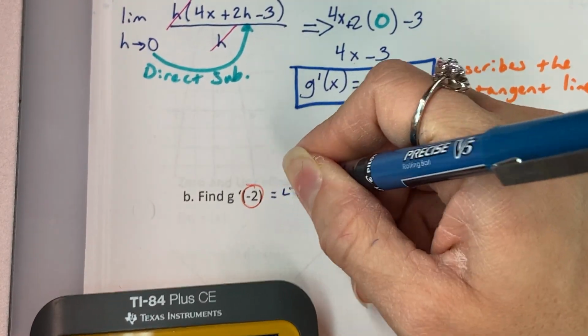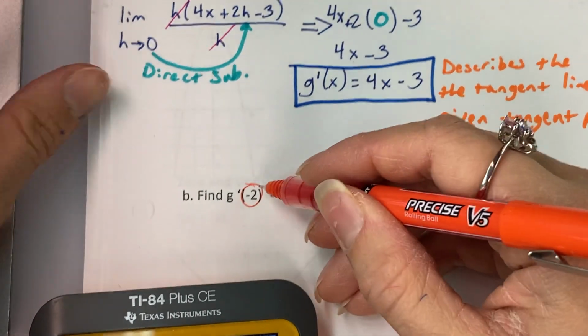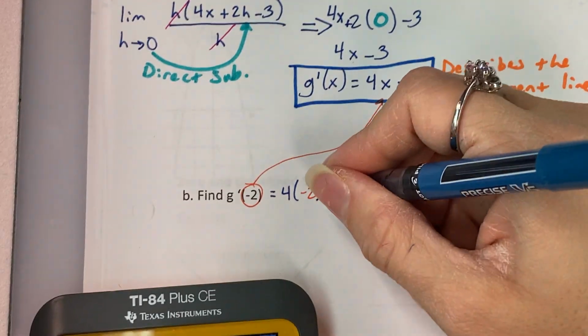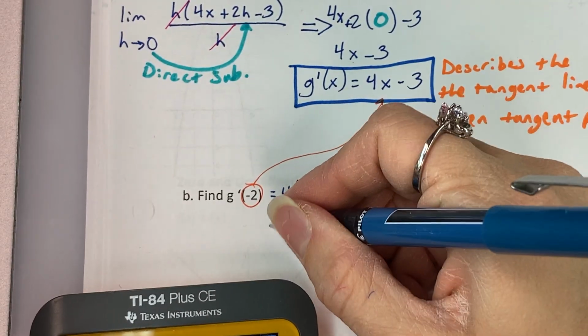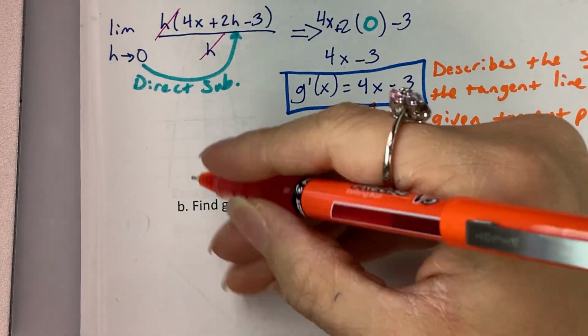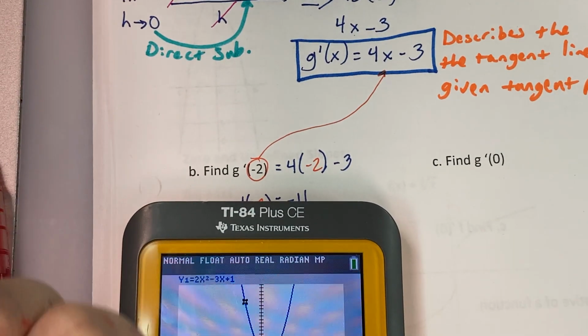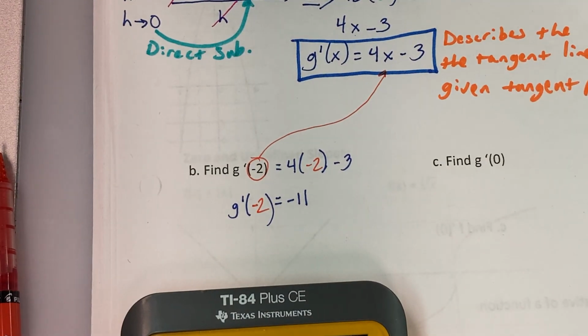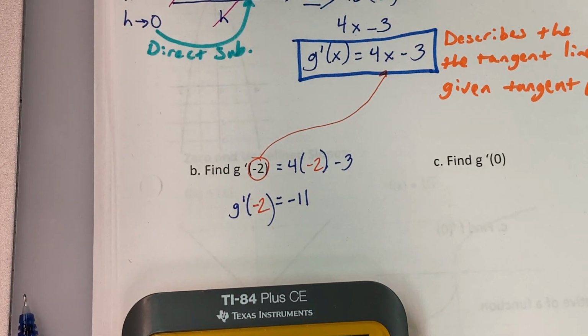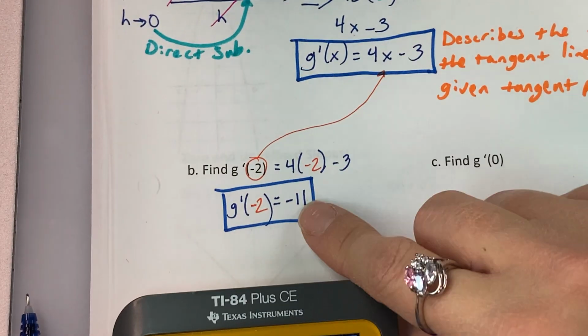So equals 4 times -2, plugging that in for the x, minus 3, that gives me -8 minus 3, or -11. Does that seem like a legit slope for that tangent line that we imagined drawing at -2, 15? If I were to draw in that line, yes, it would look like it has a slope of -11. So that is the slope of the tangent line. And if I wanted to find the equation of that tangent line, I could use point slope form and use -2, 15 as my point and -11 as my slope.